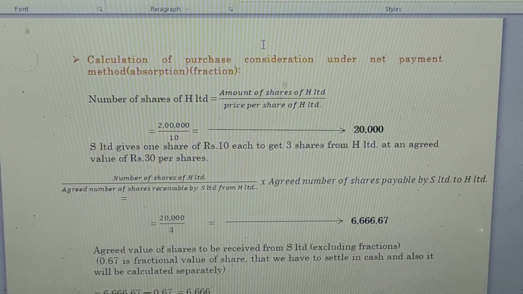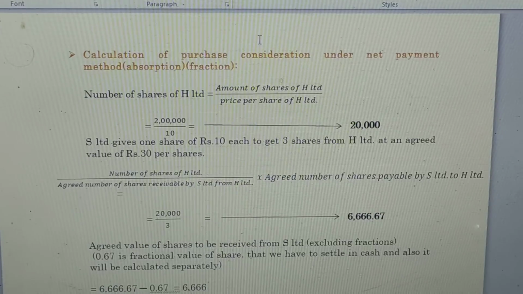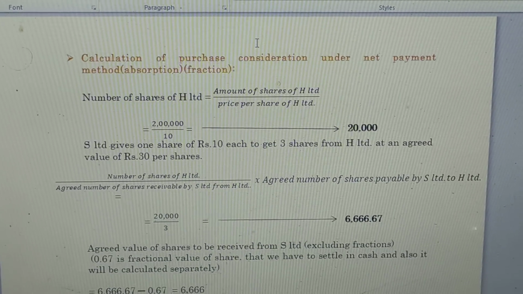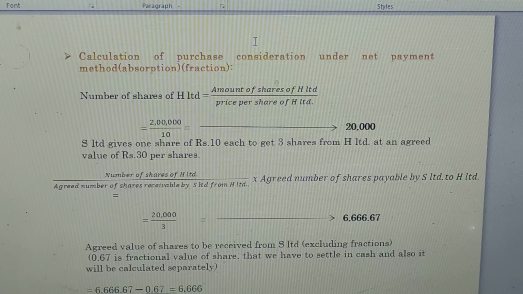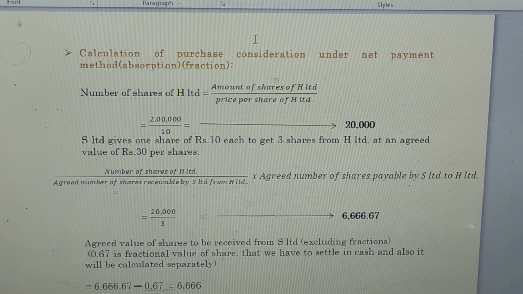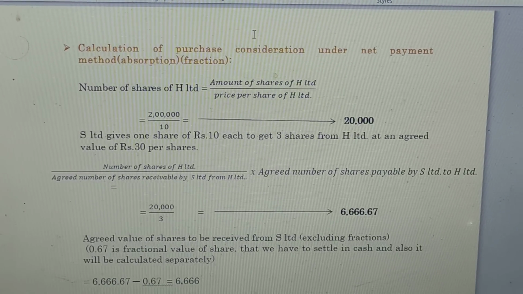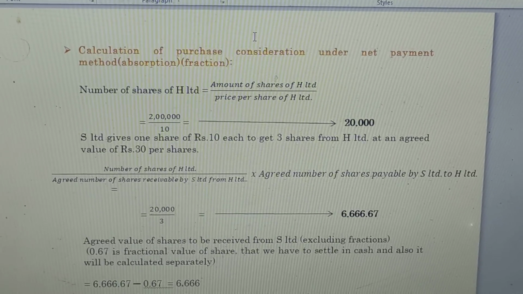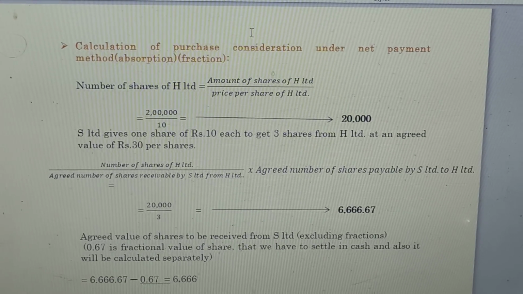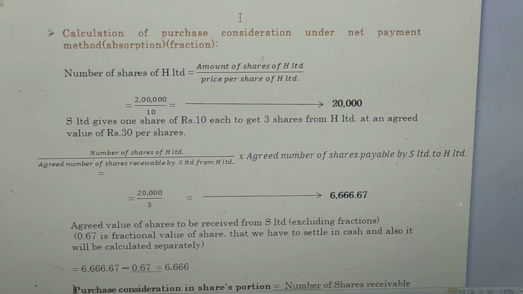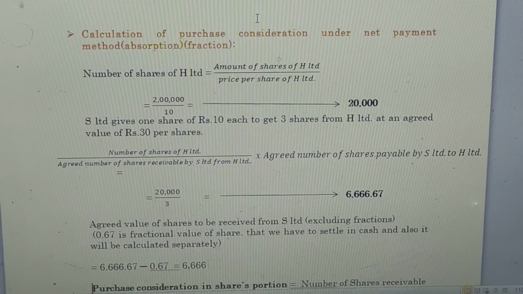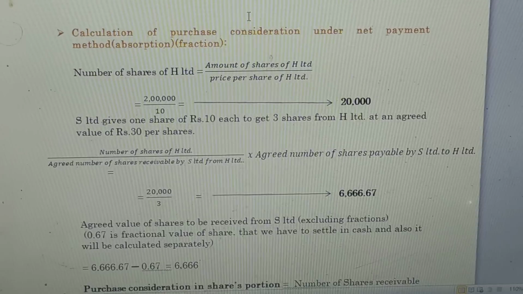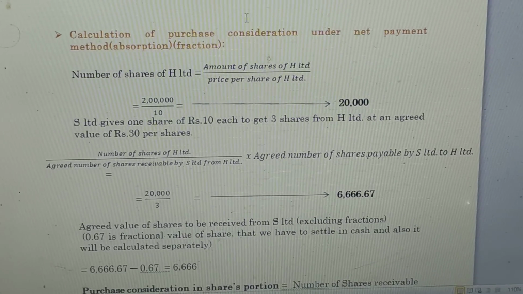First, we calculate the number of shares of H Limited, equal to the amount of shares of H Limited divided by the price per share of H Limited. The total amount of shares of H Limited is 2 lakh and the price per share is 10. So 2 lakh divided by 10, we get 20,000 as the number of shares. Then S Limited gives one share of rupees 10 each for every 3 shares from H Limited at an agreed value of rupees 30 per share.